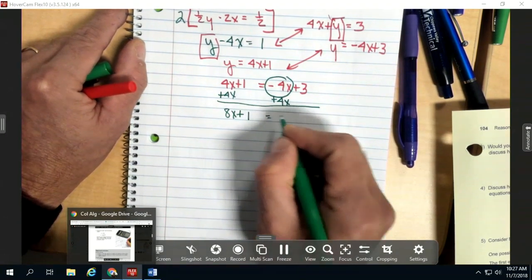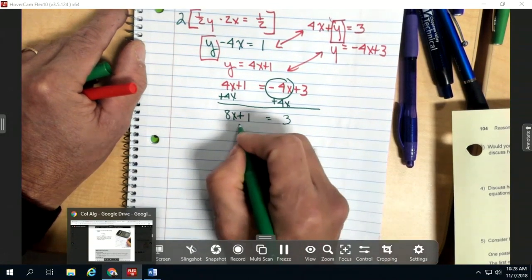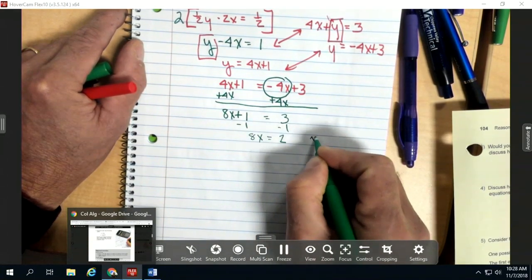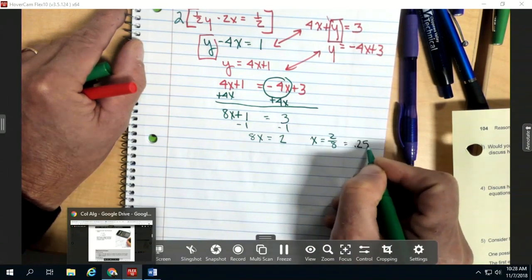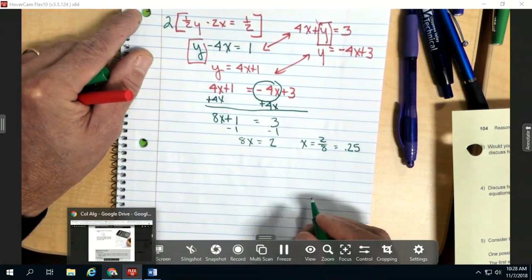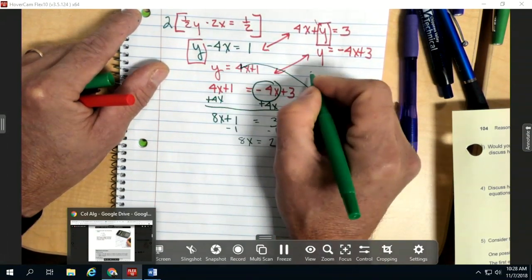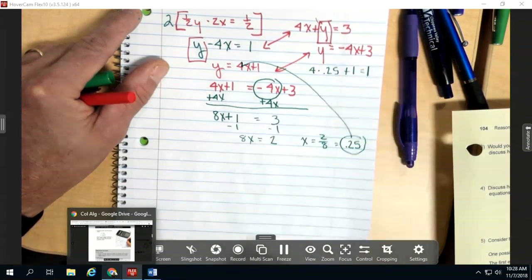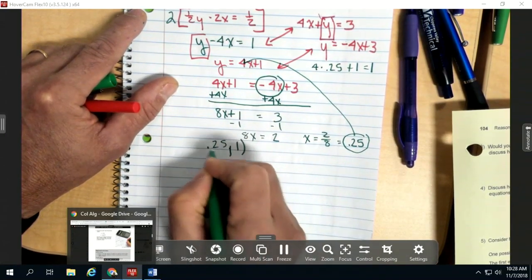8x plus 1 equals 3. Subtract 1 from each side. 8x equals 2. X equals 2/8 or 0.25. Which I can substitute into this equation right here. 4 times 0.25 plus 1 is 1. So my answer is 0.25, comma 1.